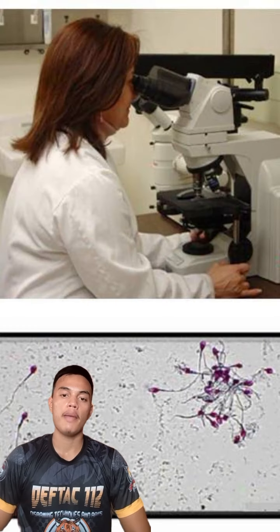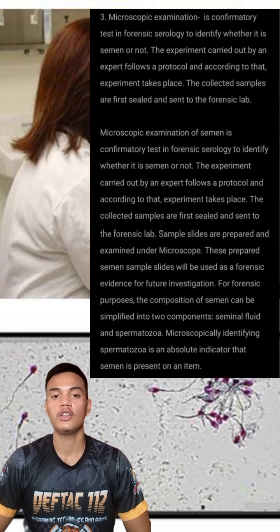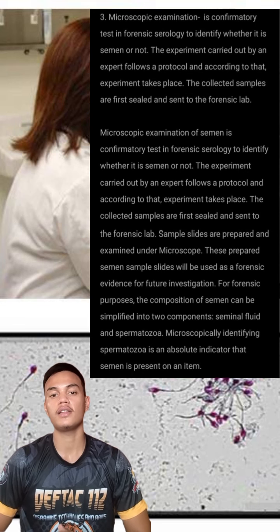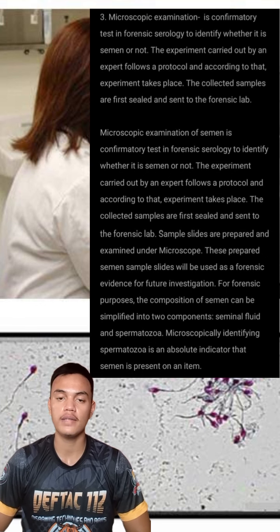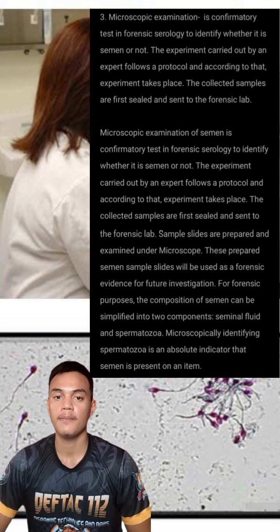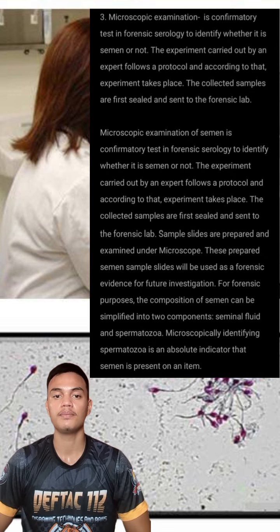Number 3. Microscopic examination is a confirmatory test in forensic serology to identify whether it is semen or not. The experiment carried out by an expert follows a protocol, and according to that, the collected samples are first sealed and sent to the forensic lab.